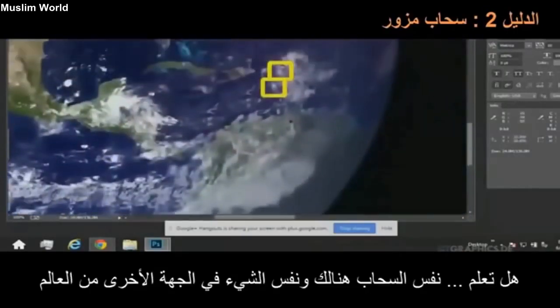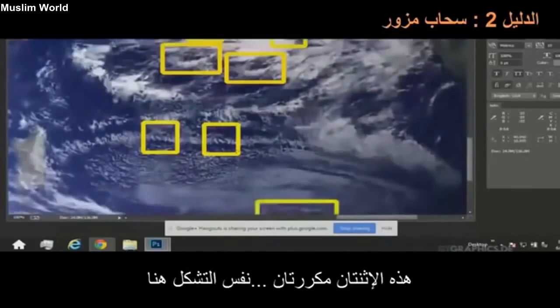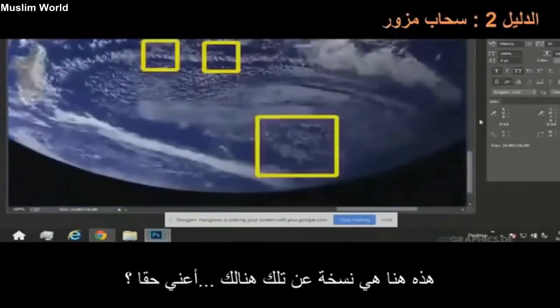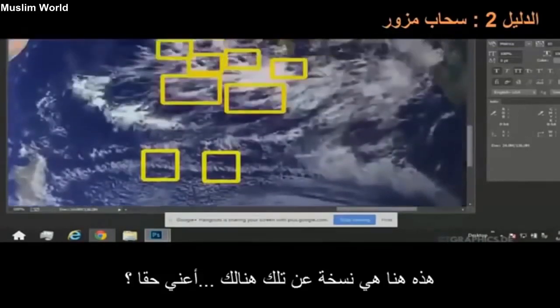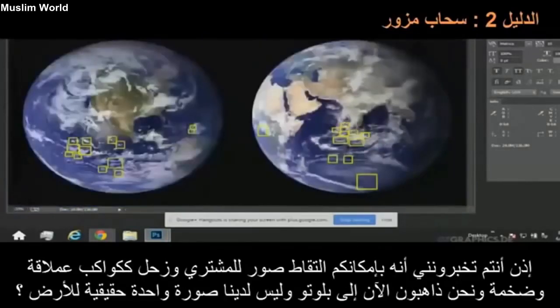Same clouds right there, and the same thing on the other side of the world. They got careless here. Look, one, two, three, four, five of the same formations replicated right there. These two replicated, same exact formations. This right here is a clone of that right there. I mean, really? So you're telling me we could take pictures of Jupiter and Saturn, huge, massive planets, and now we're going out to Pluto, but we don't have one legitimate picture of the Earth?